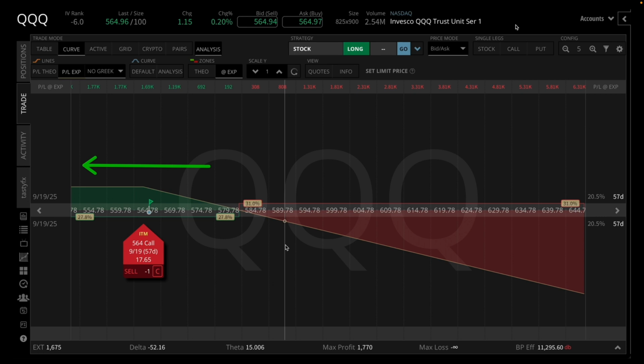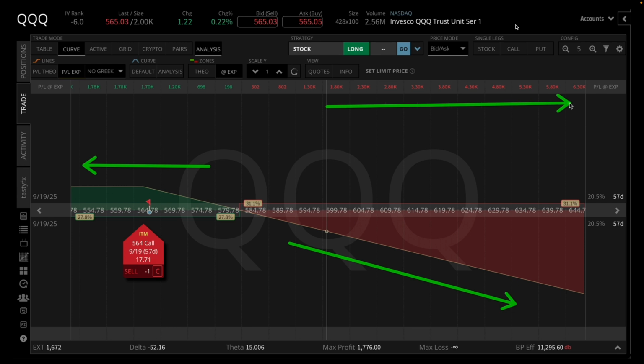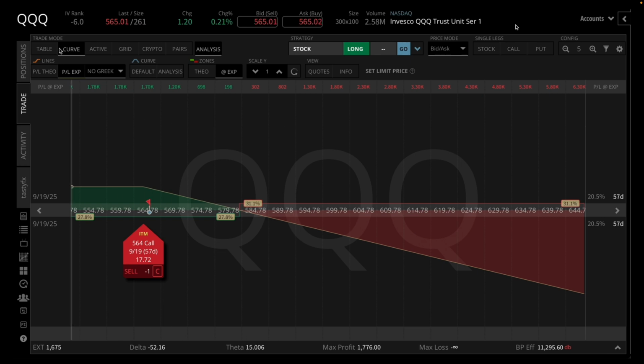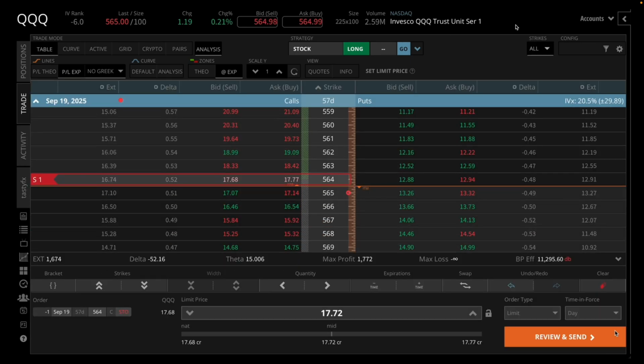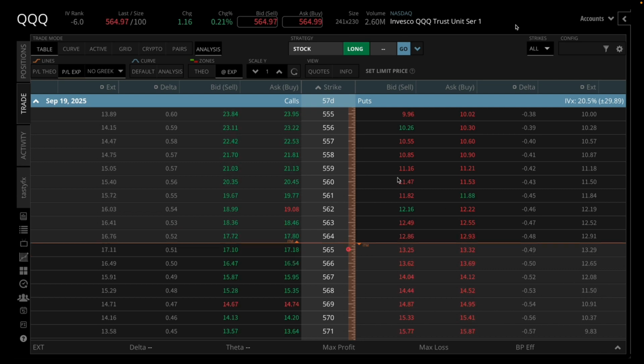So our profits are limited to about $1,707, and our losses are limited as the price of QQQ appreciates on the graph. So nearly identical risk-reward profile there. But the buying power effect is a fraction of what it would be with the synthetic short call strategy.